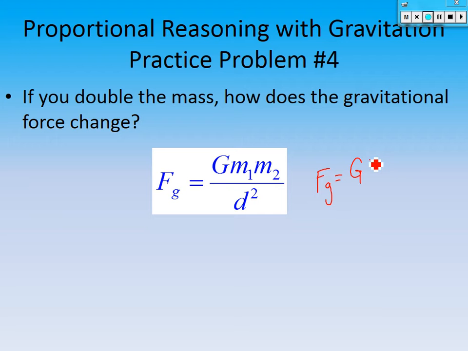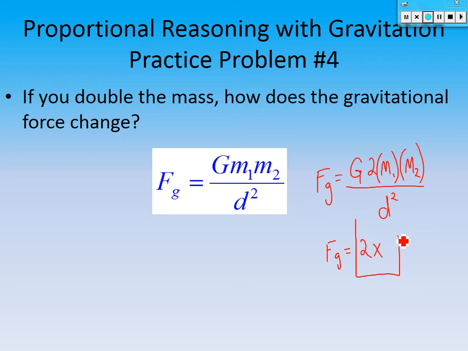But now we have 2 times m1. And we still have m2, and it's still going to be the same mass. And it's still the same distance between them. And so really, if you were to solve this equation, the force of gravity is going to equal 2 times whatever it was before, because we've multiplied the mass of this one by 2. So the answer to this practice problem is 2 times. So if you double the mass of one of the objects, how does the force of gravity change?